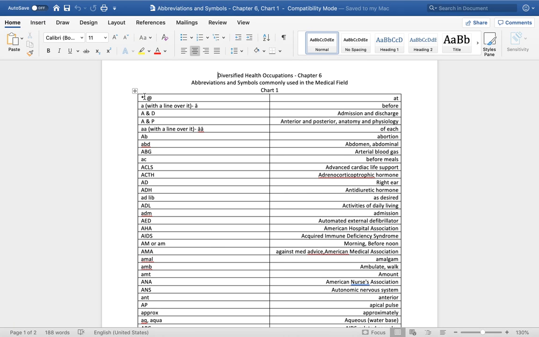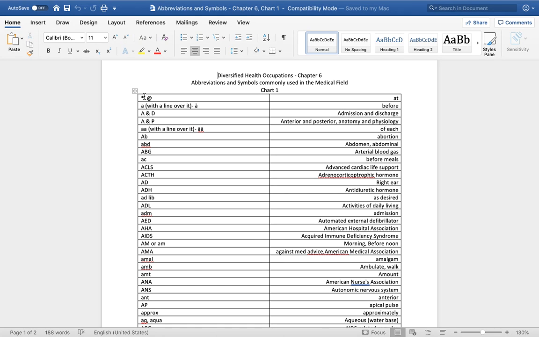A and P, this is anterior and posterior. So front and back. Anterior, think ante means before. Posterior, post means behind or after. So anterior is the front that comes first, and then posterior is the back that comes last. Anatomy and physiology can also be abbreviated as A and P.